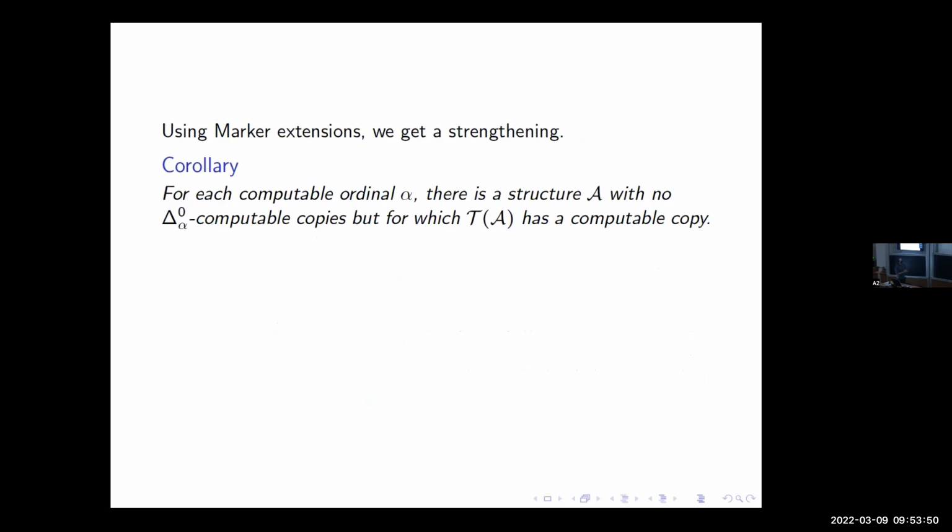Using marker extensions, you can get a strengthening of this. You can push it up to any level alpha. So there's a structure with no delta alpha computable copies, but the tree of tuples has a computable copy. So you can basically get whatever distance you want between the structure and the tree, you can achieve that. It's not just that you can't compute the structure from the tree, you can't do it with any fixed number of jumps.